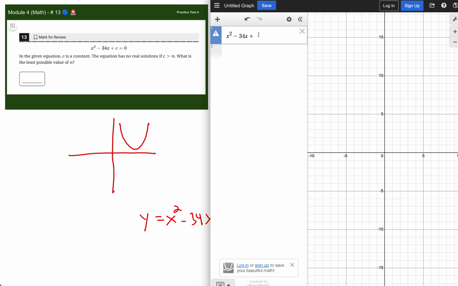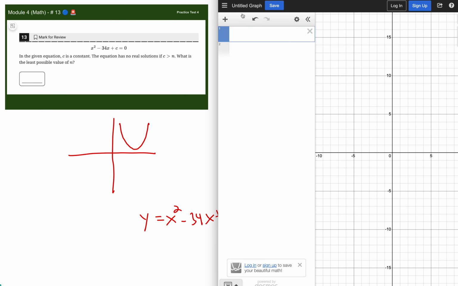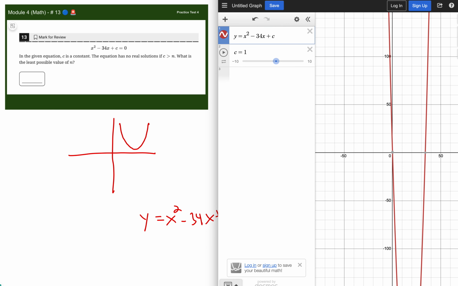So let's just type this into Desmos. So here we go. We're going to type in, notice I changed it from this equation equals 0 to y equals. You have to have it in y equals format. All right, so y equals x squared minus 34x plus c. Okay, now we get the slider option. So we're going to go right there. And then we'll just change it so we can actually see our parabola. All right, there's our parabola right there.